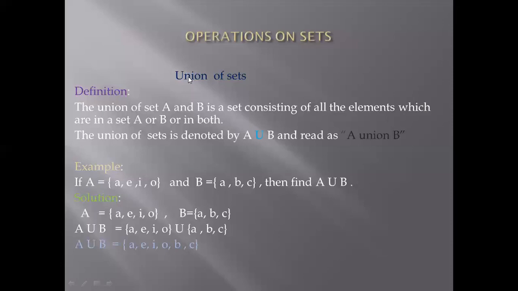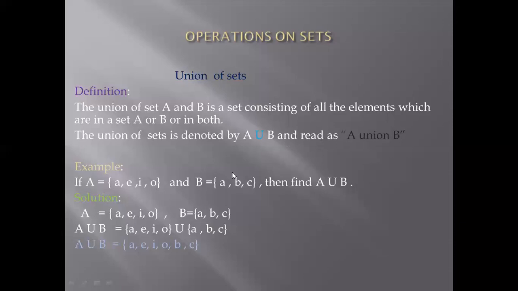According to the definition, the union of two sets A and B is a set consisting of all the elements which are in set A or in set B or in both. The union of two sets is denoted by A union B. We represent union with the capital U and read it as A union B.